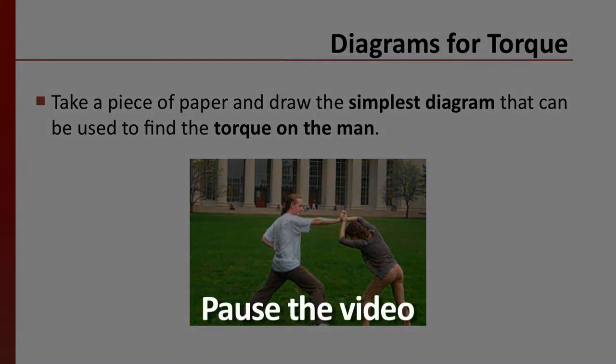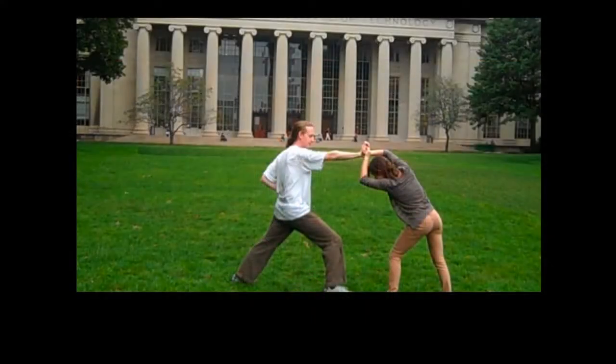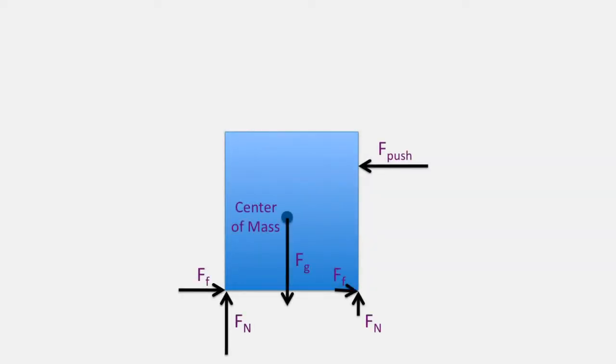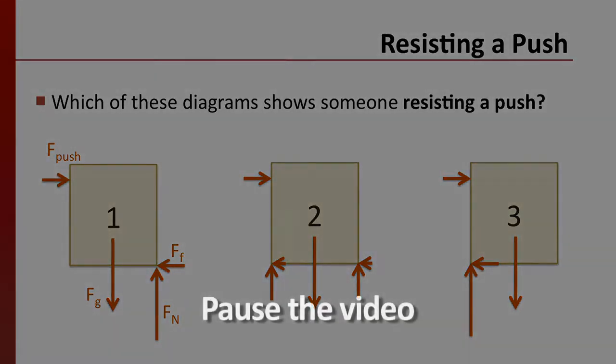The simplest way to represent this man is with a rectangle. You should remove any other details and draw our forces so that we can tell exactly where they're applied to his body. Finally, if you were to draw a diagram showing someone resisting a push, how would you do it? Which of these three is most appropriate? Pause the video to discuss.